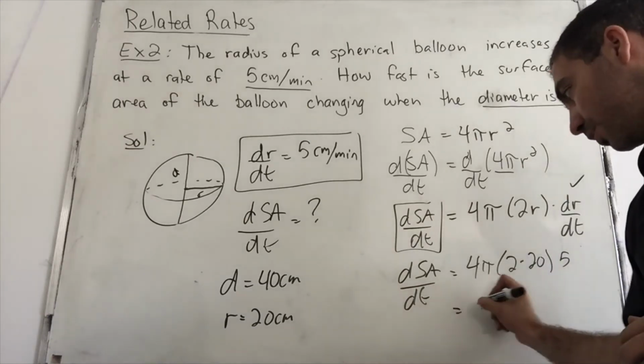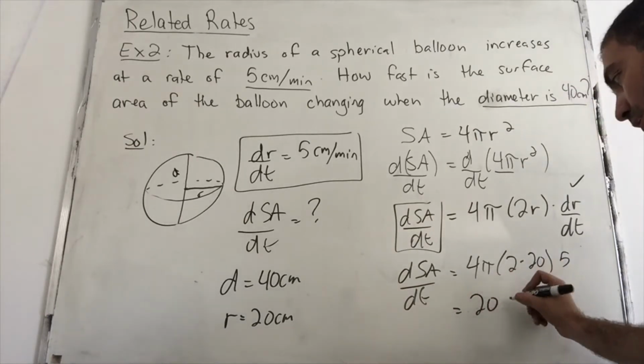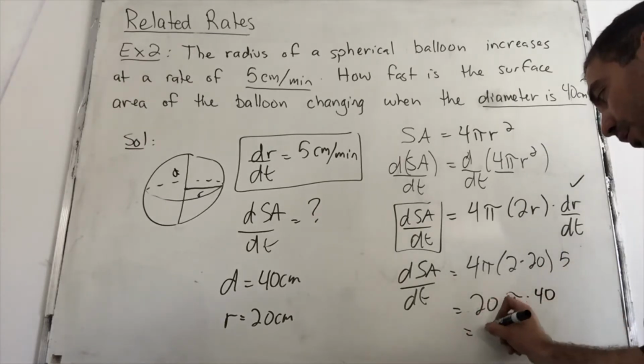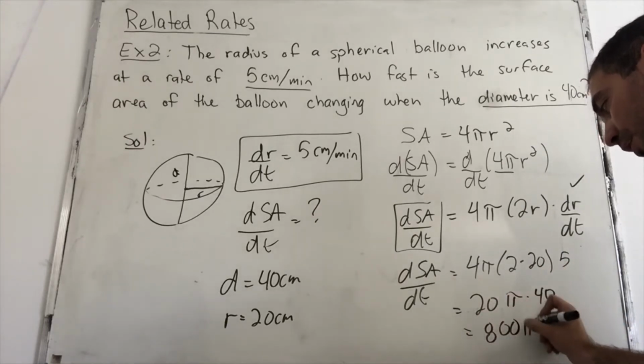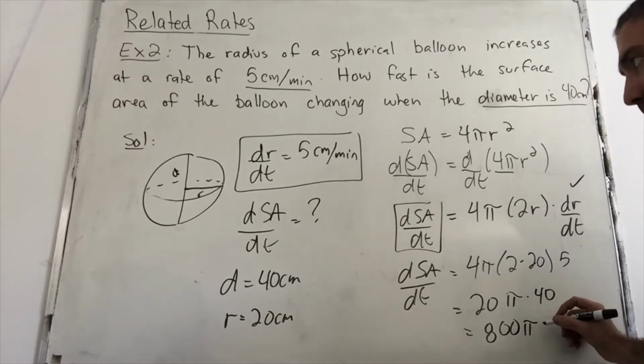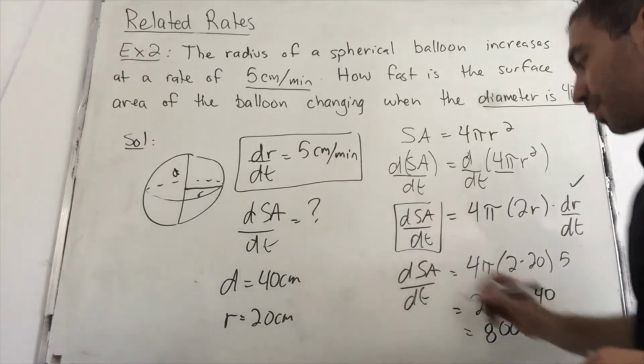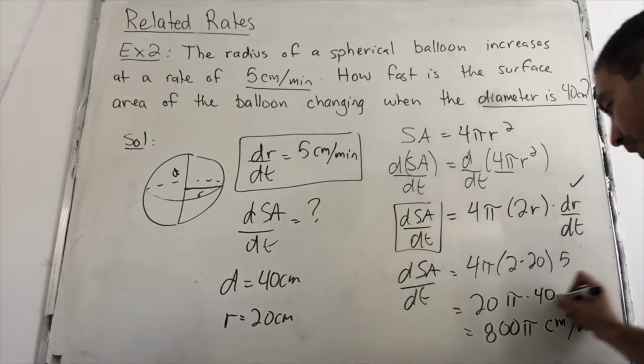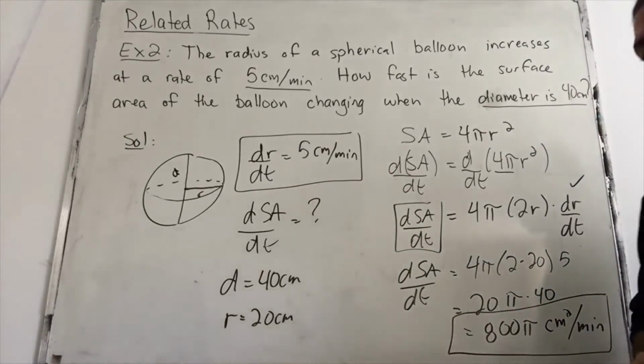Let's do this. 20 pi times 40, 800 pi. This is the change in the surface area. So surface area is centimeters squared, and we're per minute. It's positive as we would expect, and that's the final answer.